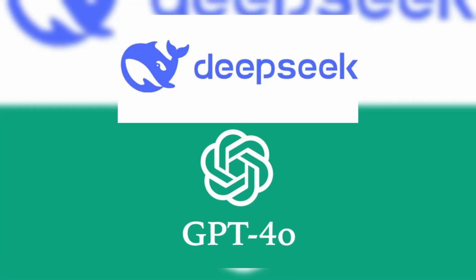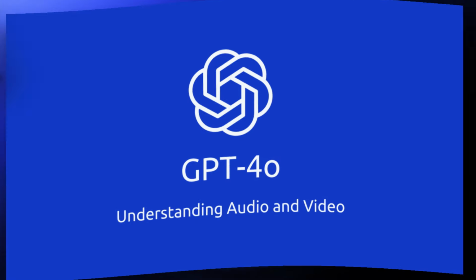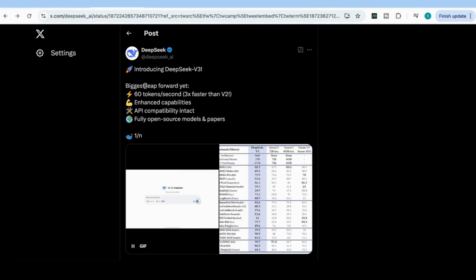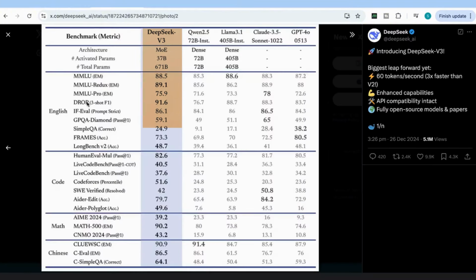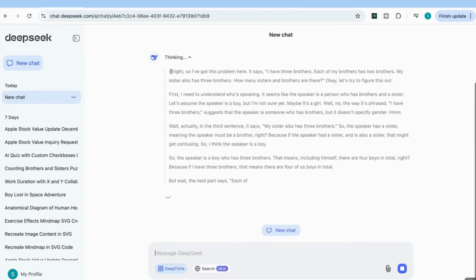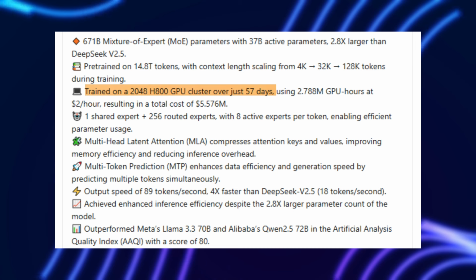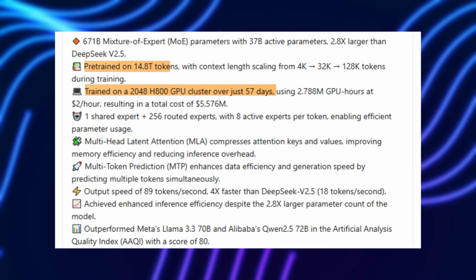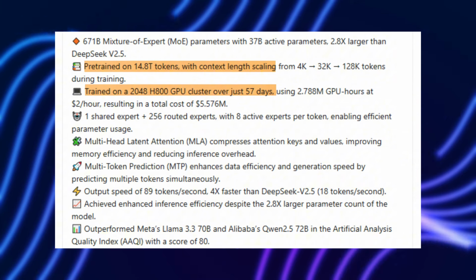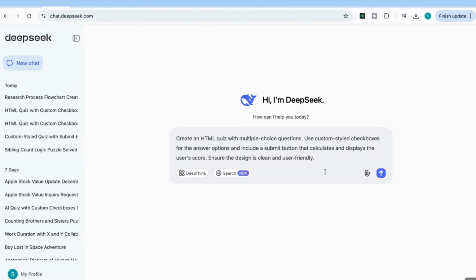The two models. To begin, let's take a closer look at the two models involved in this comparison: DeepSeek V3 and GPT-4o. DeepSeek V3 operates on a modular design using a mixture of experts, a MoE architecture. This setup allows it to activate only relevant parameters for each training step, minimizing unnecessary computation. The model is trained for 57 days using 2,048 NVIDIA H800 GPUs, processing 14.8 trillion tokens of data. With a total cost of just $5.5 million, DeepSeek V3 is highly efficient.